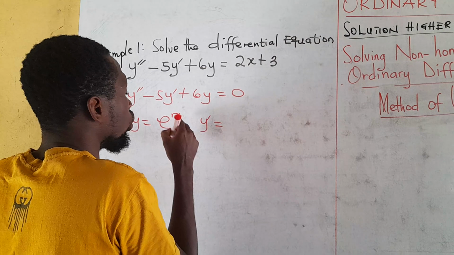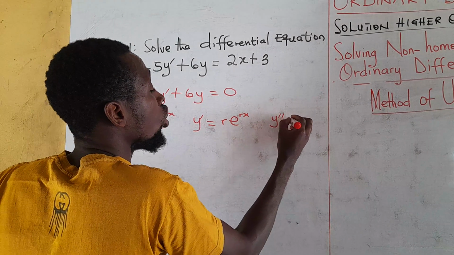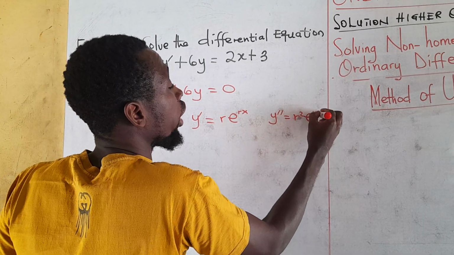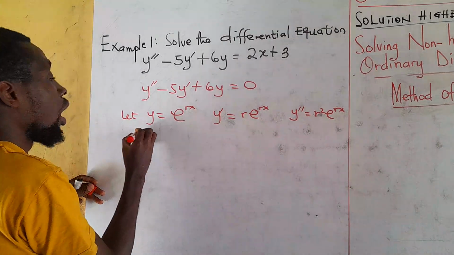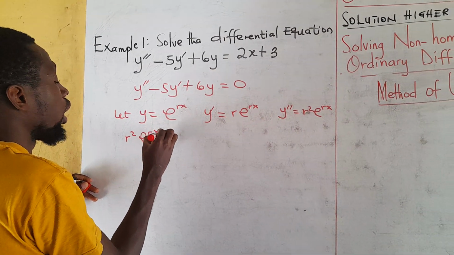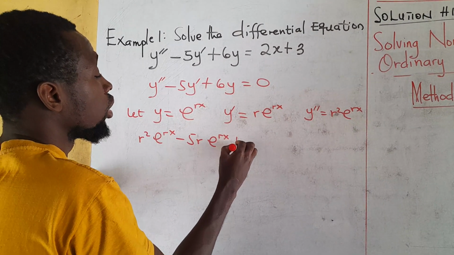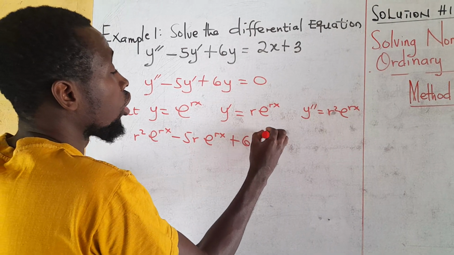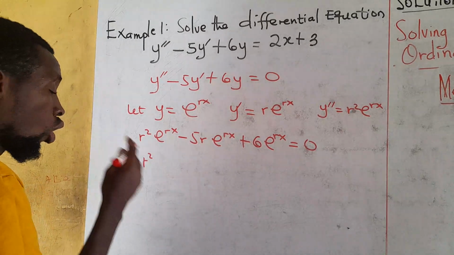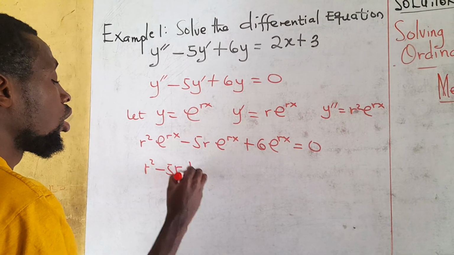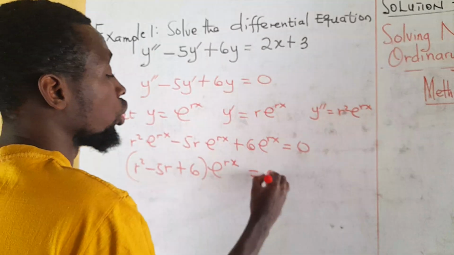So y prime will be equal to r e to the power r x, and y prime prime will be equal to r squared e to the power r x. After that, we substitute back. Our y prime prime is r squared e to the power r x, minus 5 r e to the power r x, plus 6 e to the power r x, equal to 0. What is common? e to the power r x is common, so we have r squared minus 5r plus 6, times e to the power r x, equal to 0.